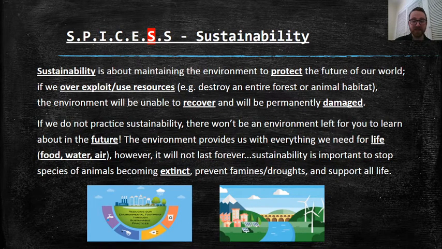Sustainability is important to stop species of animals becoming extinct, to prevent famines and droughts in the future, and to support all types of life. That's why it's important we protect it.